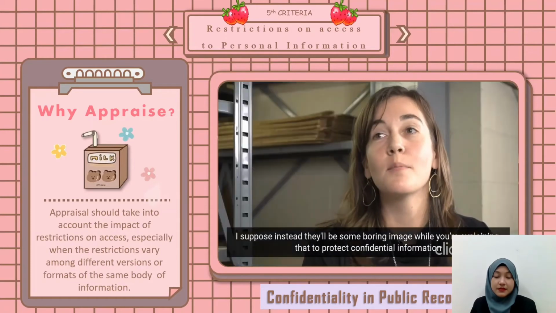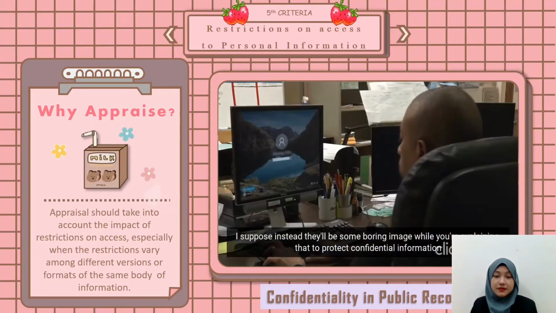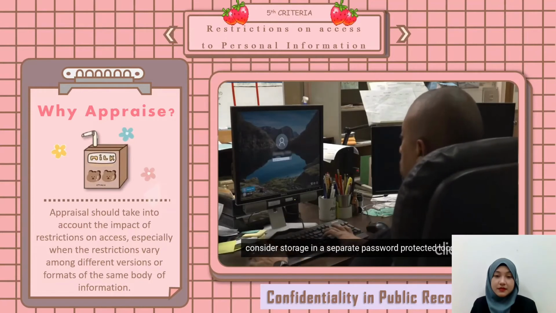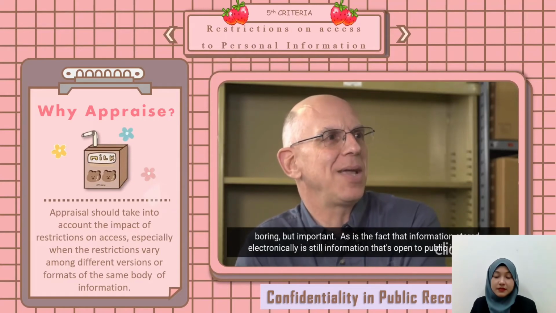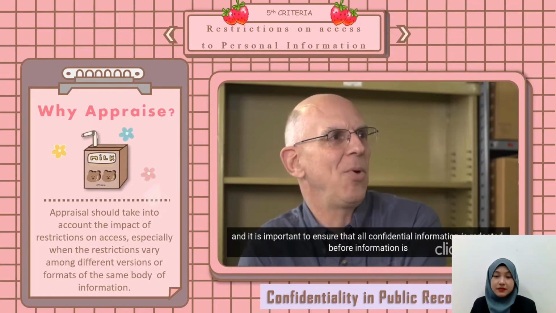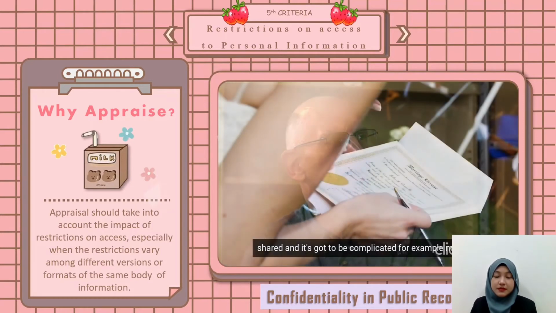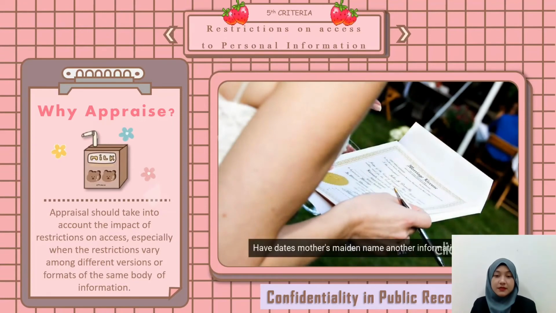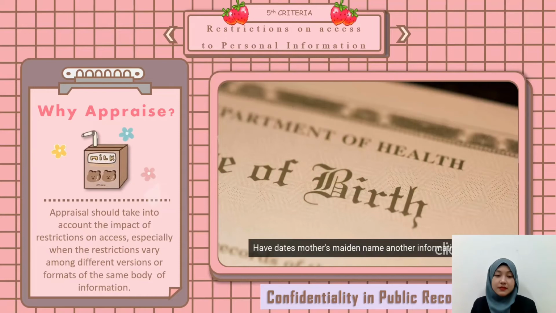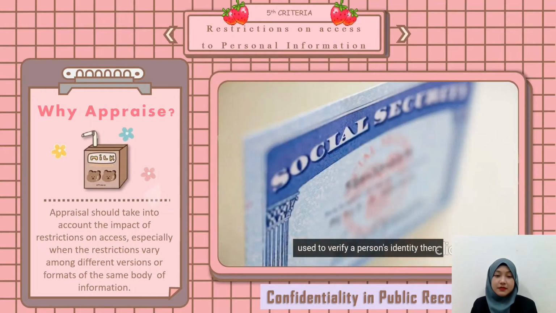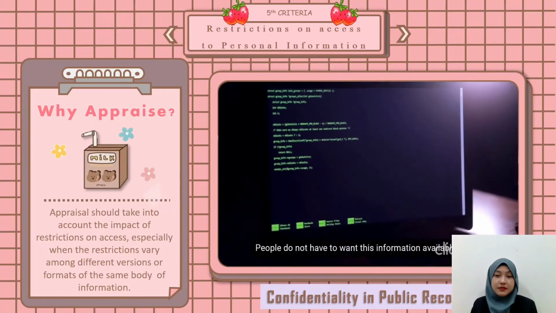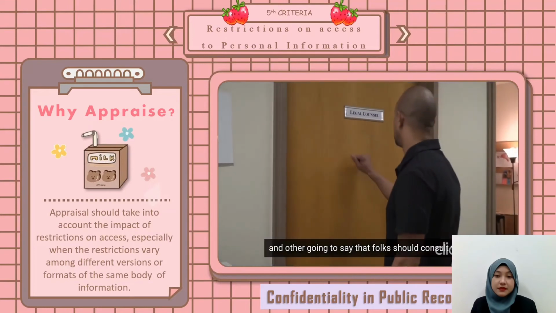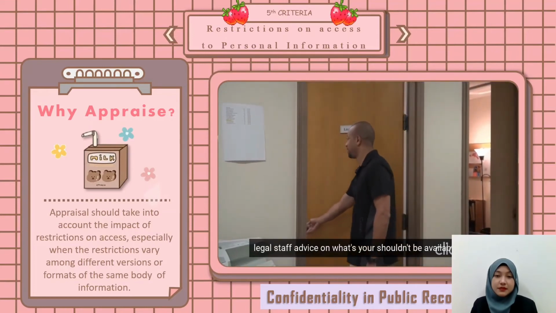I suppose instead there'll be some boring image while you explain that to protect confidential information, consider storage in a separate, password-protected location or on just one computer. Boring, but important, as is the fact that information stored electronically is still information that's open to public inspection, and it's important to ensure that all confidential information is redacted before information is shared. And this could often be complicated. For example, marriage licenses have dates of birth, mothers' maiden names, and other information often used to verify a person's identity. And although this has often been available through courthouses, increases in identity theft mean people do not often want this information available online. And I'm also going to say that folks should consult their legal staff for advice on what should or shouldn't be available online.